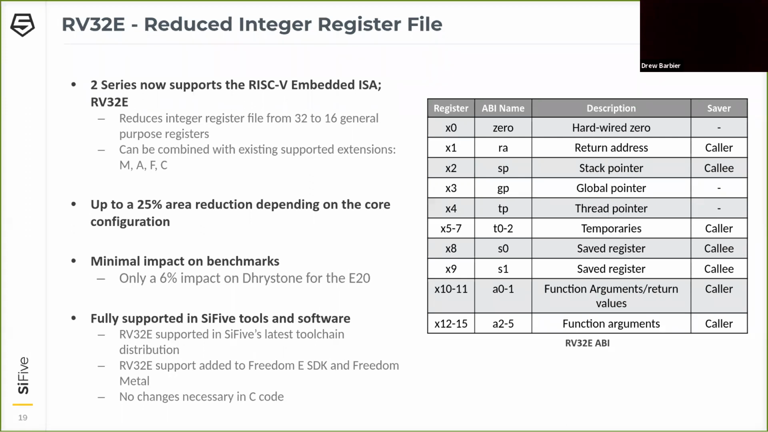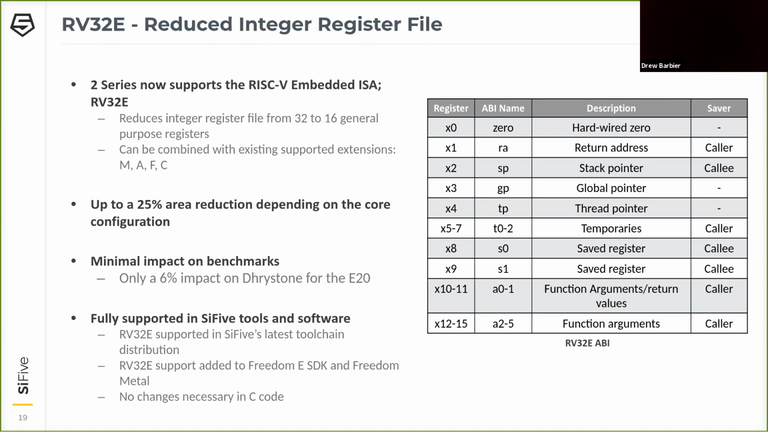But in the E2 min configuration, for example, just moving from RV32I to RV32E results in a 25% reduction in area. At the same time, the impact on performance when moving from the I instruction set to the E instruction set is quite minimal, and it's usually a good trade-off to make. If you look at Dhrystone specifically, we only see about a 6% impact on performance when moving from RV32I to E. So I think the RV32E option in the 2 series will be quite popular with our customers.